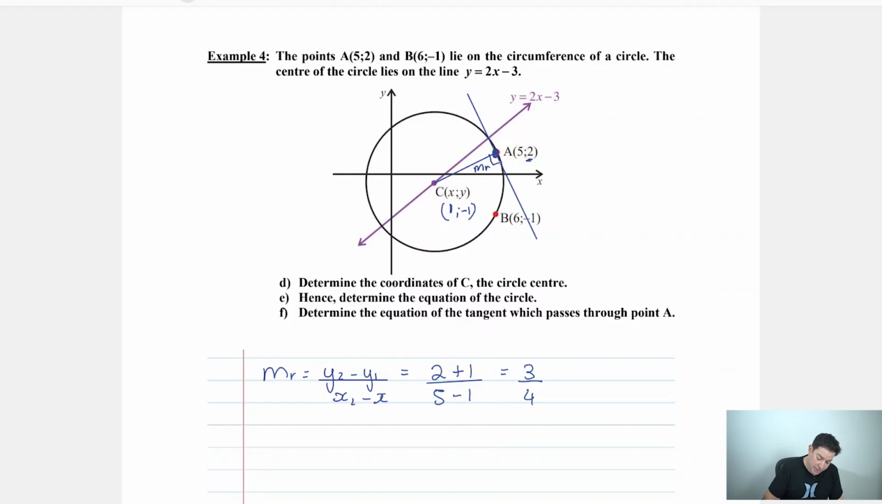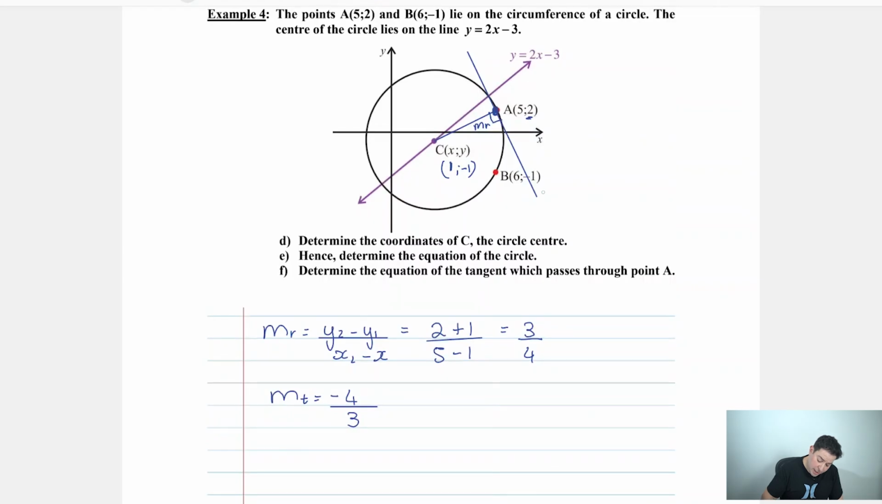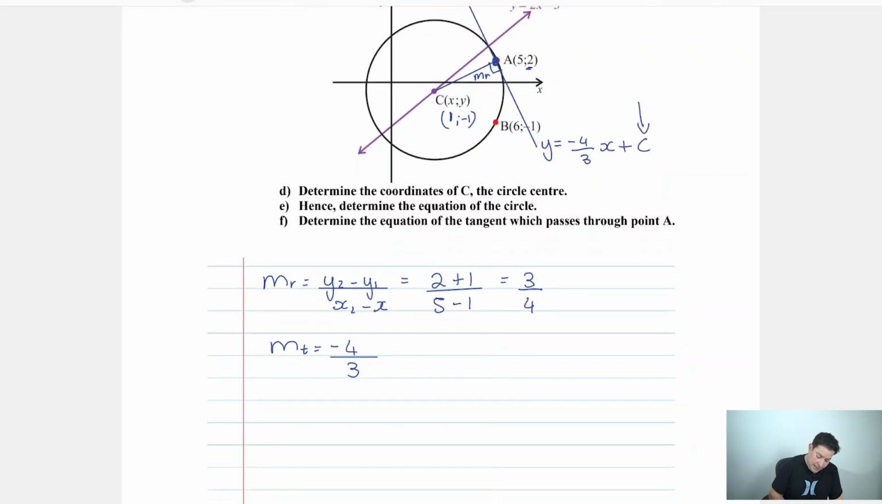And we know the radius is perpendicular to the tangent, so therefore my gradient of my tangent is equal to minus 4 over 3. So now we know the line here is y equals minus 4 over 3 x plus c, and all we have to do is solve for c. How do we do that? We substitute a point on the line. So it has to be point A. You can't substitute point B, as point B doesn't lie on that line, and you can't substitute the circle center, as the circle center also doesn't lie on that line. So our equation is y equals minus 4 over 3 x plus c.